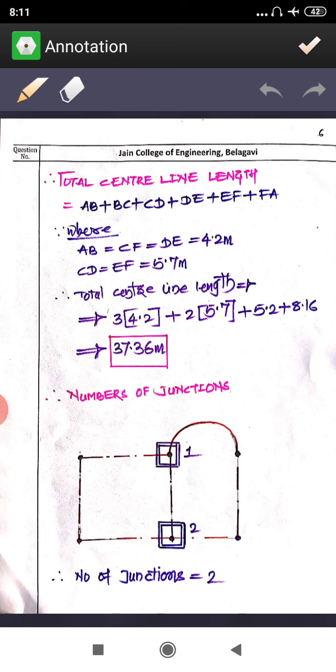See, we know the quantity. How to get the quantity? Quantity is length into width into depth. That is going to be a quantity. So width and depth, you are going to get from the cross section. Only thing is the length. So length by using center line is, length is equal to center line minus number of junctions into half of width of particular. That is the formula that we are going to use.